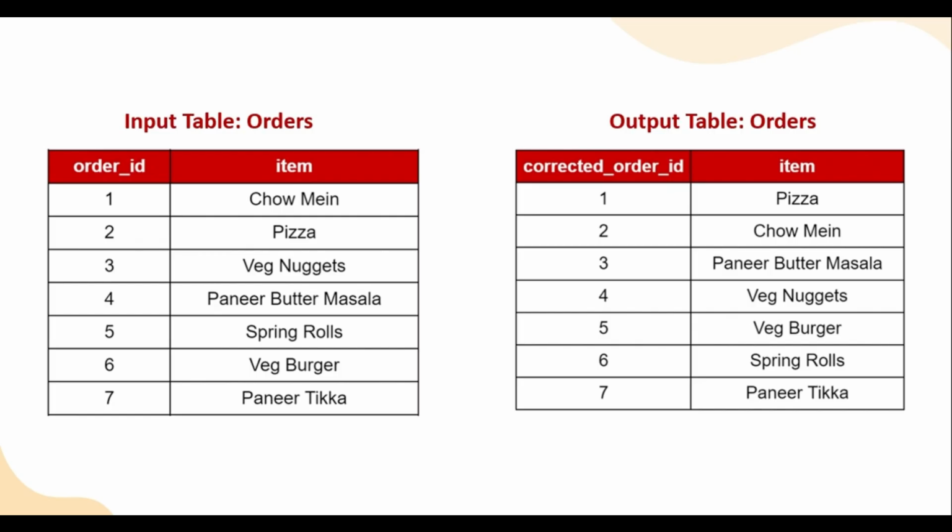The items have been swapped, but for order ID 7, that is the last order, it has the odd order ID. Since 7 is an odd number, it should remain unchanged. In this example, the last item of order ID 7 is paneer tikka, and it has remained the same for order ID 7 in the corrected data. So I hope you are clear with the input table and the output table now.